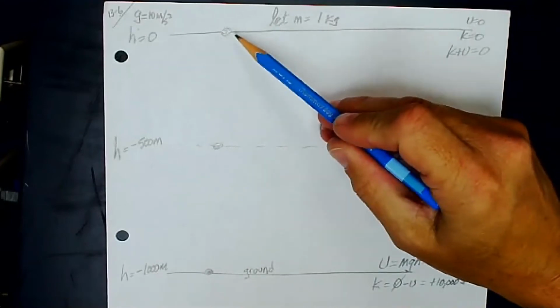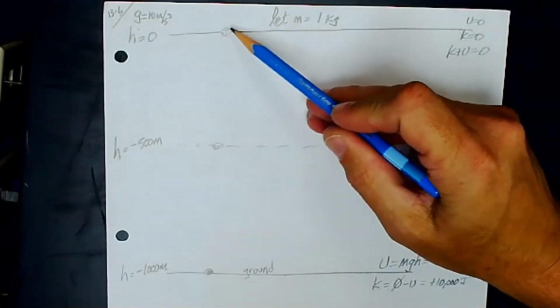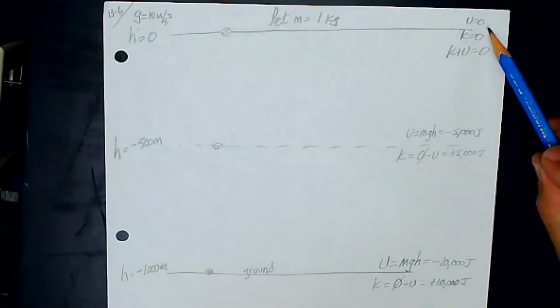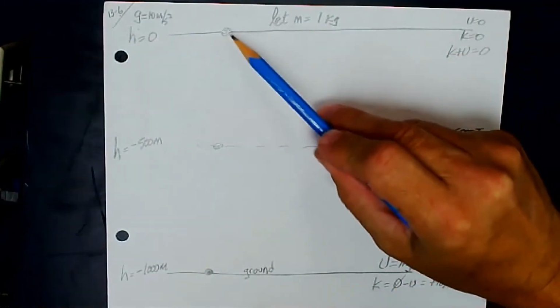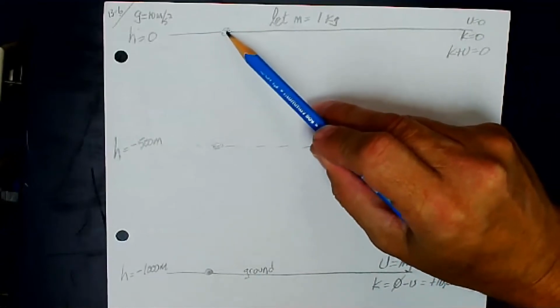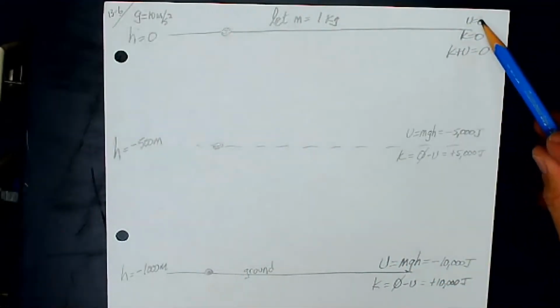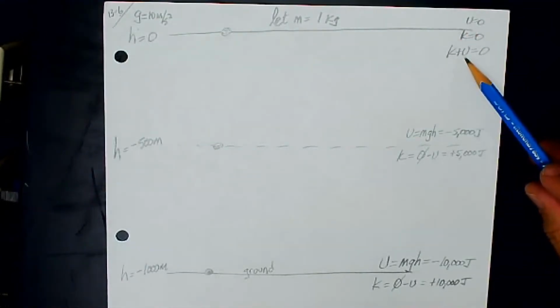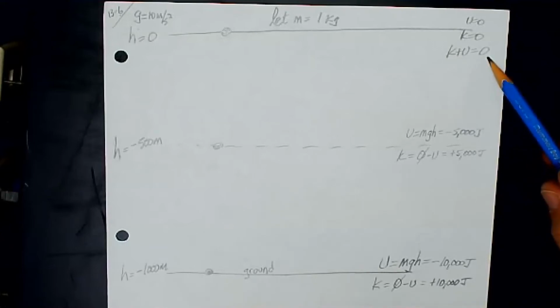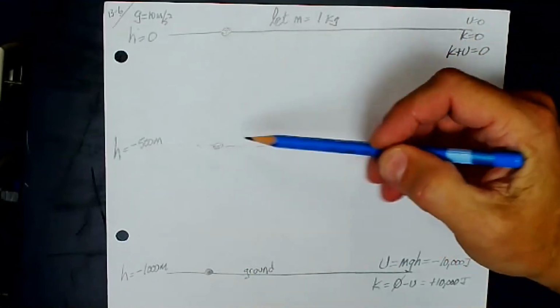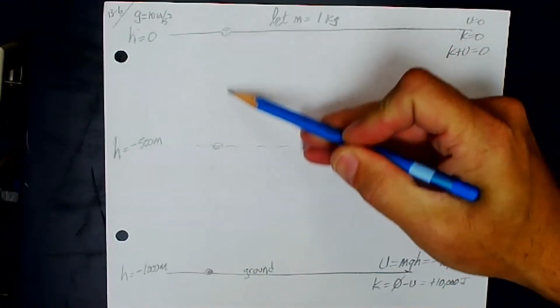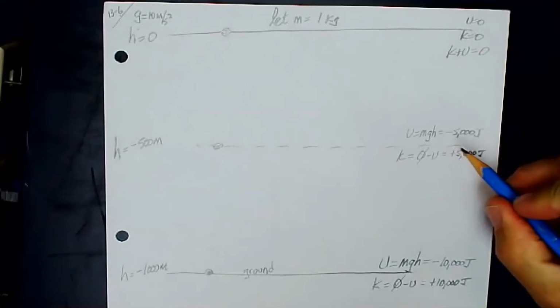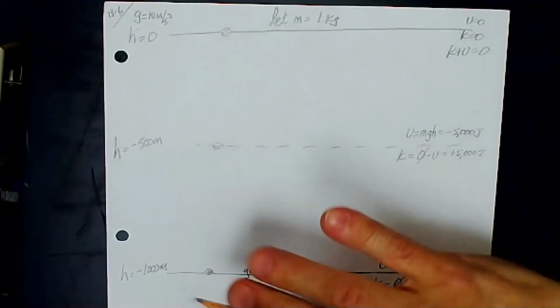So that means up here, if this is my 0 height, when the ball is at its highest place, its potential energy is 0. But that's also where it is not moving, so its kinetic energy is 0. So my total energy in my system, the kinetic energy plus the potential energy, is 0 joules. Anywhere below that, the ball is moving, so it'll have a kinetic energy, but the potential energy will always be negative.